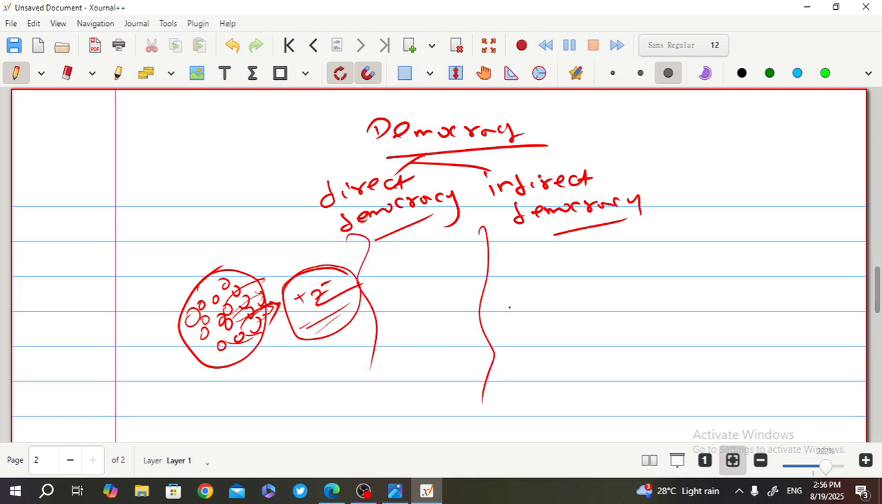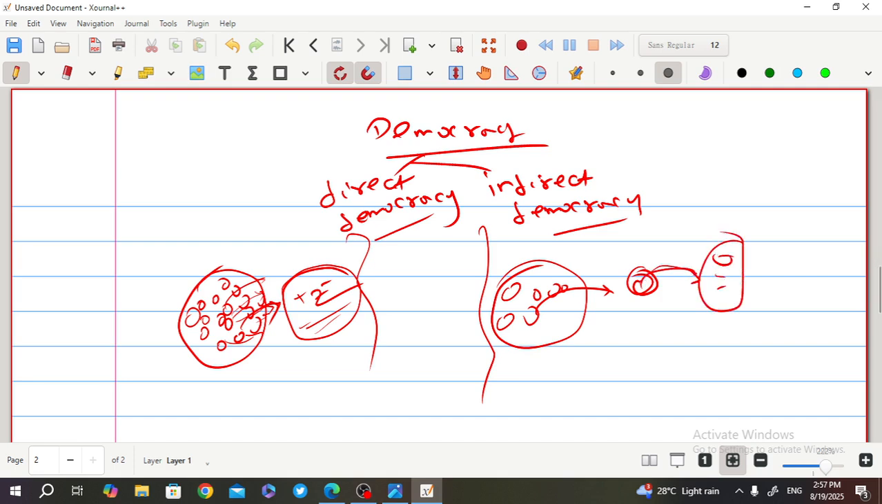But in the case of indirect democracy, the villagers elect a captain, and this captain elects the team. This is indirect democracy because here the captain elects the team, not the villagers. So the captain is the middleman here. This is the form of indirect democracy.